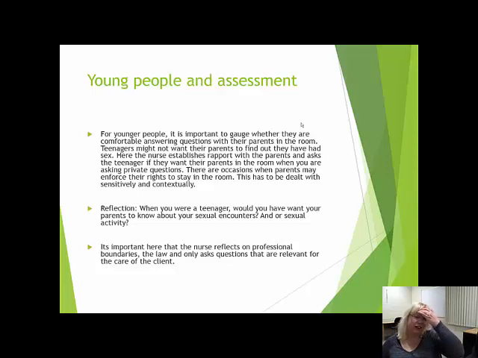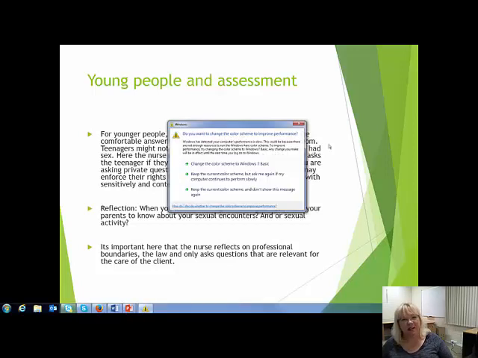But often I think a teenager will try and come and see you about those sorts of things without their parents around. But it's really important that as you ask any questions about a person's sexual health history, you reflect on your own professional boundaries as a nurse, and that you only ask questions that are relevant for the care of the client. So you don't ask people the ins and outs about what they do during sex, and what positions they get into and all that sort of stuff. That's not appropriate.